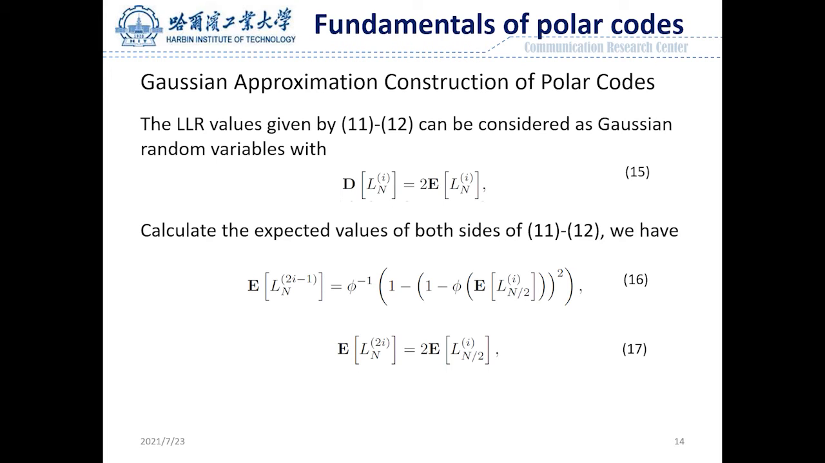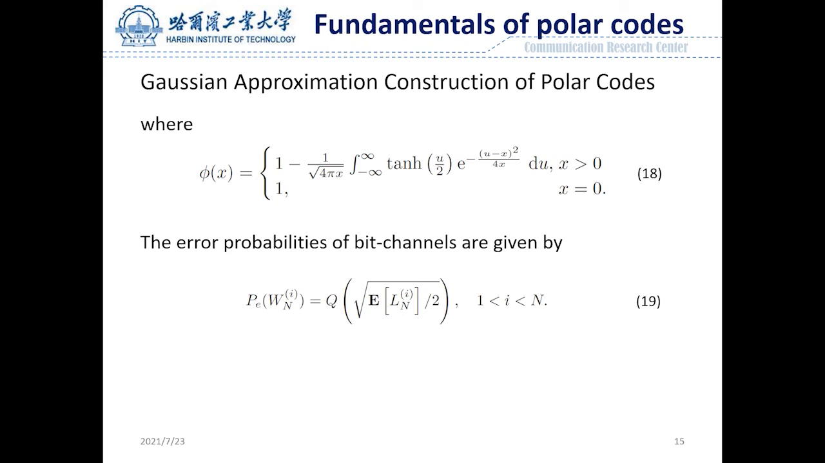Next, we introduce the construction of polar codes. The LR values given by equations 11 and 12 can be considered as Gaussian random variables. Calculate the expected value of both sides of equations 11 and 12. We have equations 16 and 17, and the error probabilities of the bit channels are given by equation 19.